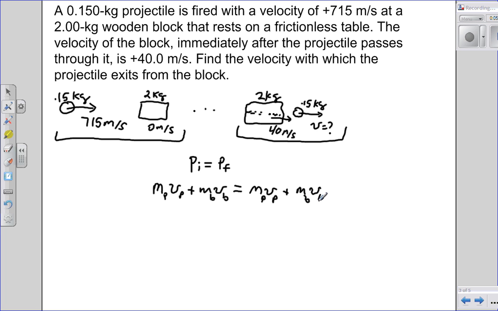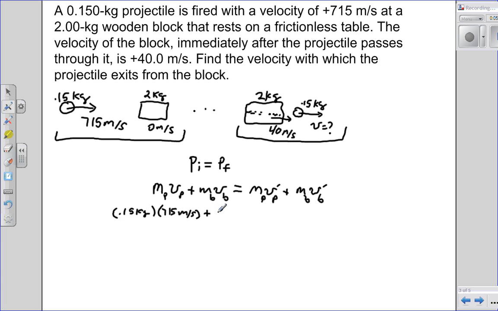Now, a lot of times what you'll see in textbooks and so on is they'll put primes here just to remind us that it's the after, the final position. So you go ahead and plug in your values. The mass of the projectile is 0.15 kilograms. The velocity of the projectile is 715 meters per second.